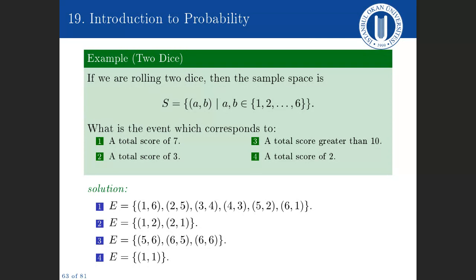What is the event which corresponds to a total score of 7? What is the event which corresponds to a total score of 3? What is the event which corresponds to a total score greater than 10? What is the event which corresponds to a total score of 2?